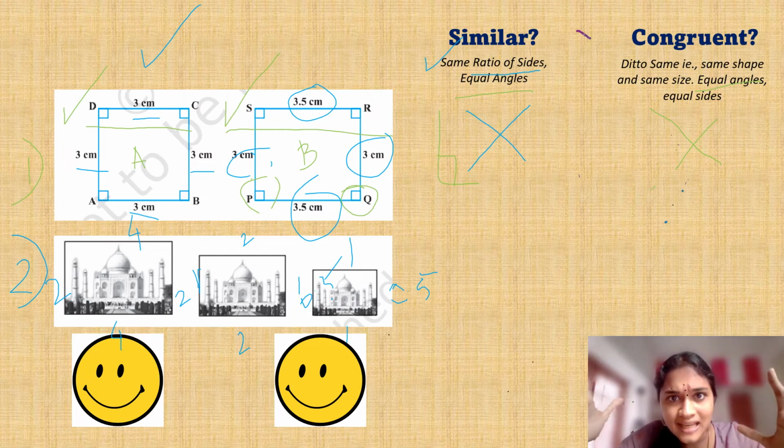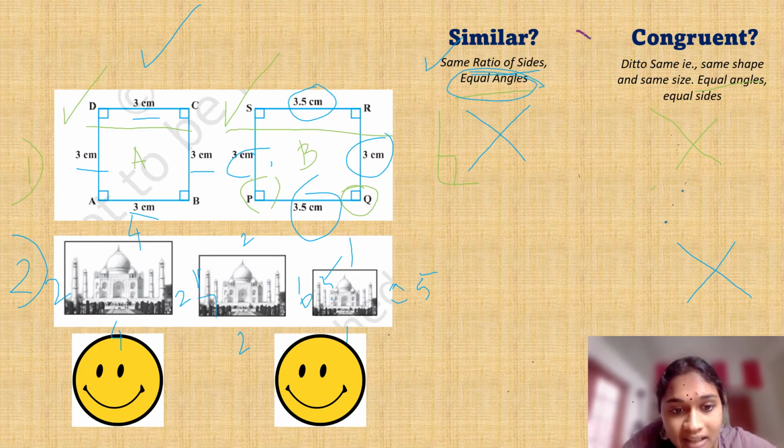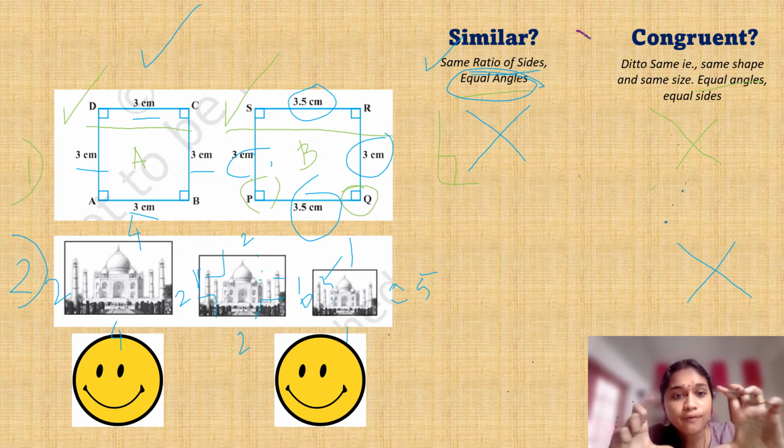Are they the same with the same size? No, the sizes are clearly different, so they are not congruent. Could they be similar? What else do you need to check for similarity? Yes, their angles. Their angles are what we need to check, and clearly these are all 90 degrees only. It is a perfect rectangle.